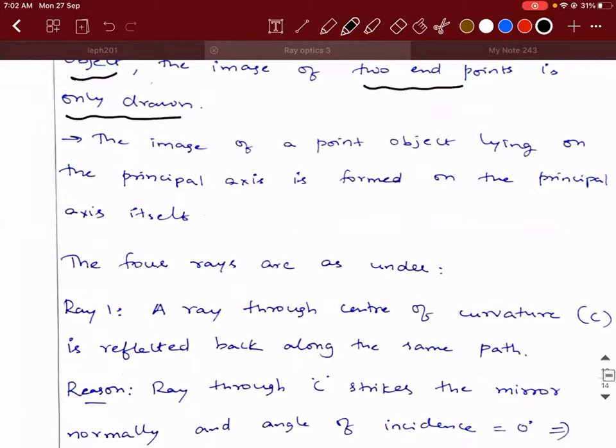Next. The image of a point object lying on the principal axis. With respect to a point object, if you take the point object anywhere on the principal axis, you are finally going to get the image on the principal axis itself. That is one more important point. We can draw ray diagrams with respect to a point object also, but in your syllabus, we don't have it. So I'm not going to get into the details of how to locate the position of a point object. We are going to discuss only the extended object. Shall we get started? Yes, sir.